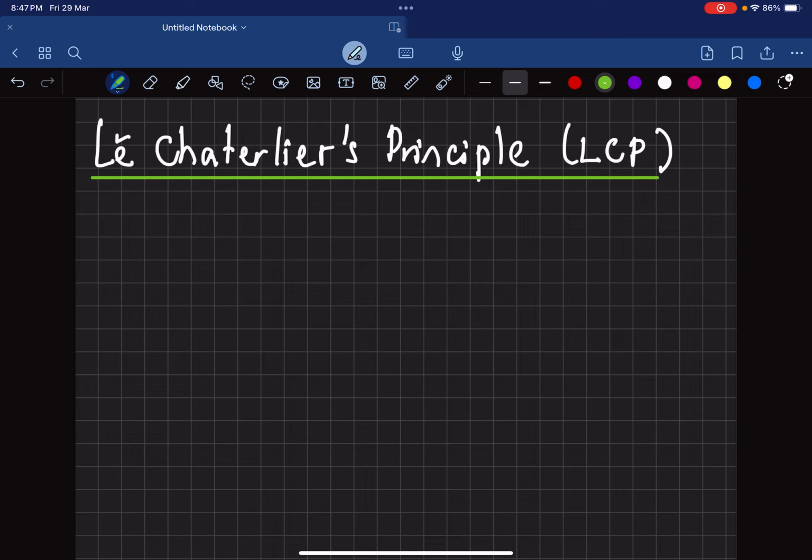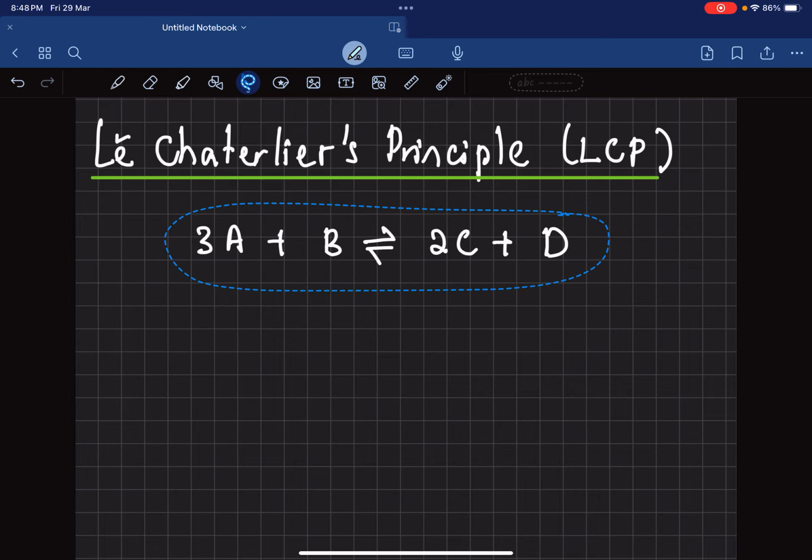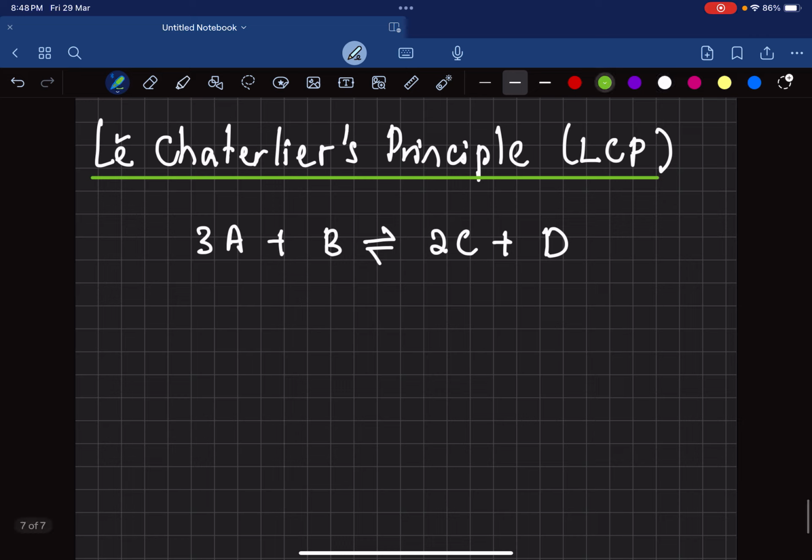So let's look at a hypothetical equation. Let's say we have 3A plus B, reversible, 2C and D. Now, let's say the forward reaction ΔH is negative x kilojoules per mole. If the forward reaction is negative, then the reverse reaction ΔH is going to be positive x kilojoules per mole.